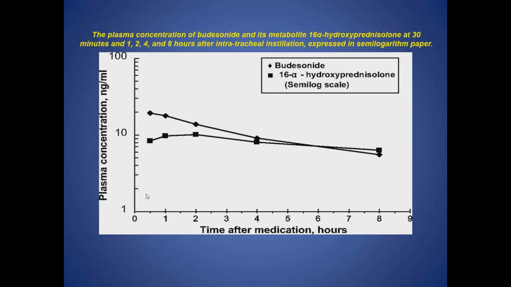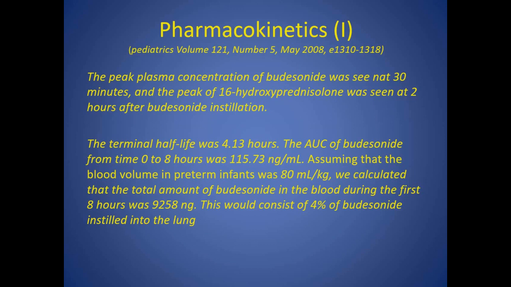A similar study was done in animals by Dr. Barak in the UCSF group. They used an animal model and injected budesonide 0.25 milligram per kilo. Very rarely could they identify budesonide in the brain. Okay? So this is our conclusion for the pharmacokinetics. The peak plasma concentration is at about 30 minutes, and the peak of the metabolite at about 2 hours. The terminal half-life is only 0.13 hours.